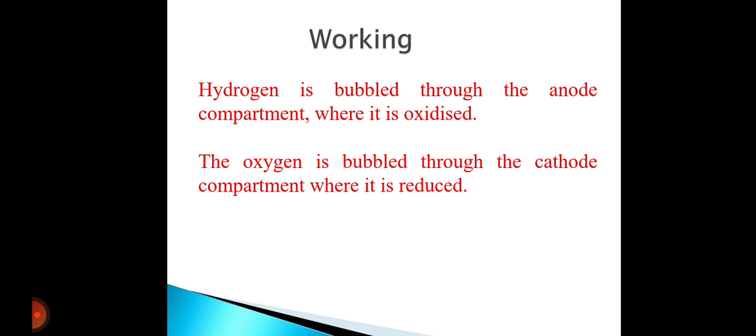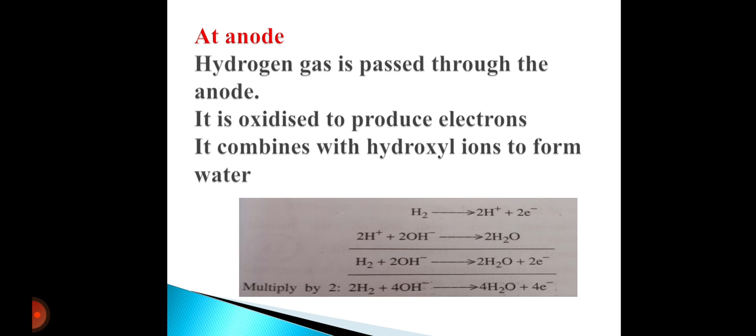Hydrogen is bubbled through the anodic compartment where it gets oxidized. Similarly, oxygen is bubbled through the cathodic compartment where it gets reduced. So at the anode, what happens? Usually the anode undergoes oxidation. So here hydrogen gas is passed through the anode. It is oxidized to produce electrons, which combine with hydroxyl ions to form water.